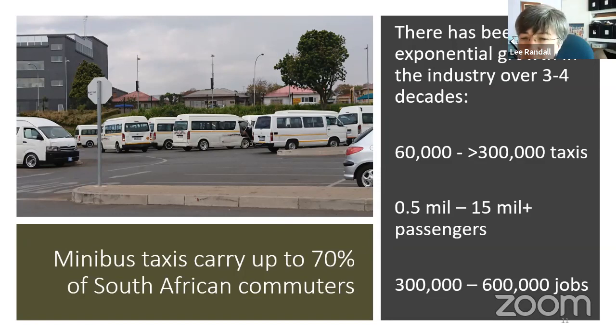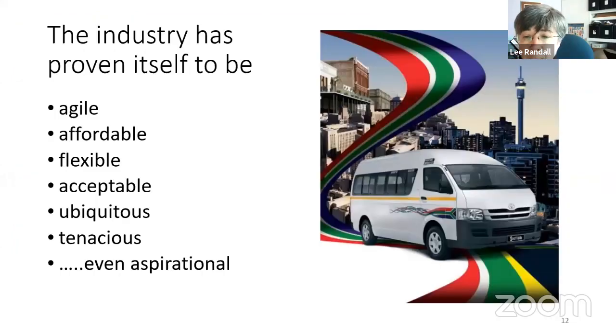And I was interested in the Cape Town figure being more like 21%. In Gauteng, it's certainly in the 60 to 70% range and possibly greater. Now, over its lifespan so far, the industry has proven itself to be agile, affordable, flexible, broadly speaking, acceptable, ubiquitous, tenacious, and even aspirational. But of course, this has required the owners, the operators, the associations, and the mother bodies to meet numerous different demands, ranging from the business ownership, vehicle ownership demands, to the regulatory demand.